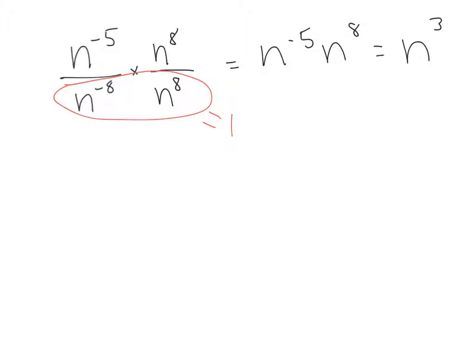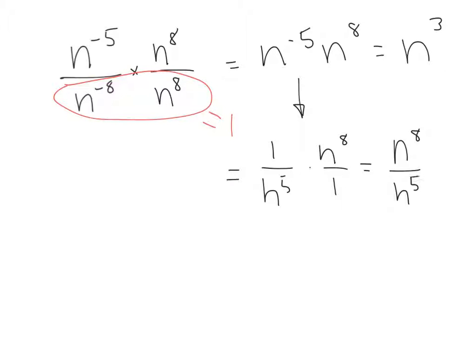You could also finish this problem by recognizing that the definition of n to the negative 5 is 1 over n to the fifth, which would be times n to the 8th over 1, which of course gives us n to the 8th over n to the fifth, which is n to the third when you're done canceling n's.